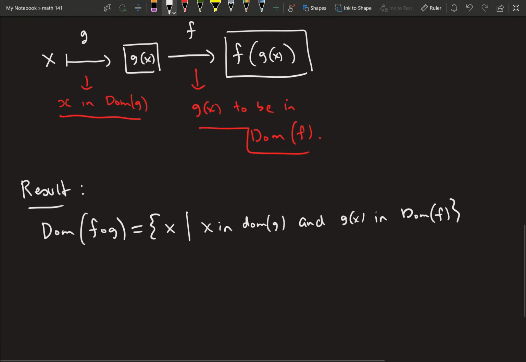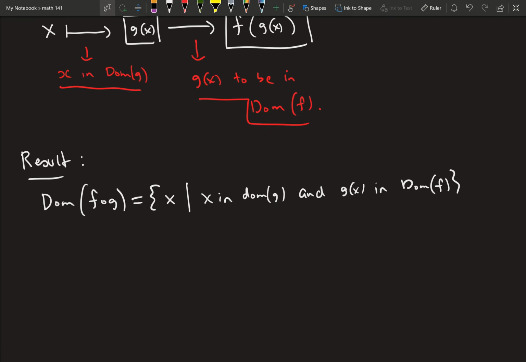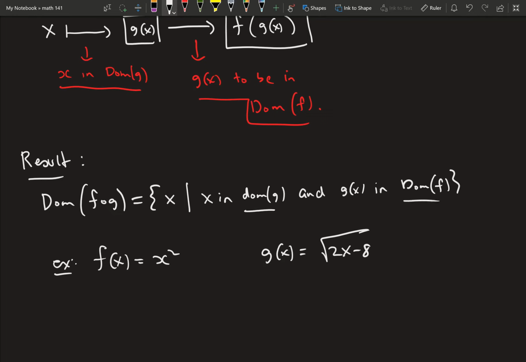So, well, let's do an example. That way it should become a little bit clearer. Let's say f of x is x squared, and g of x is the square root of 2x minus 8. Now notice, to find the domain of the composition, we need to know the domains of both f and g. So let's first find the domains of f and g.